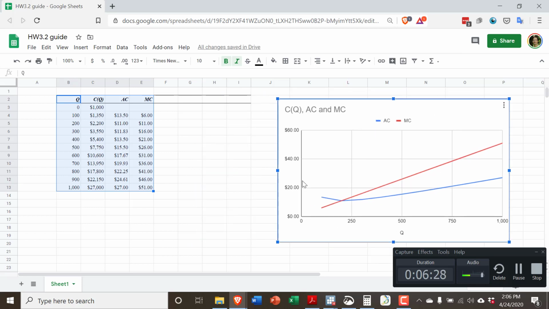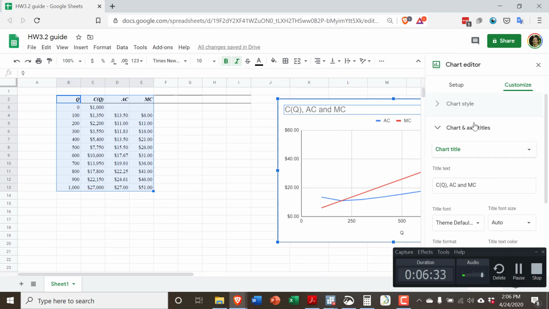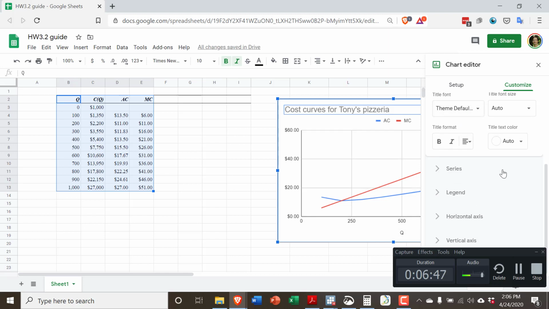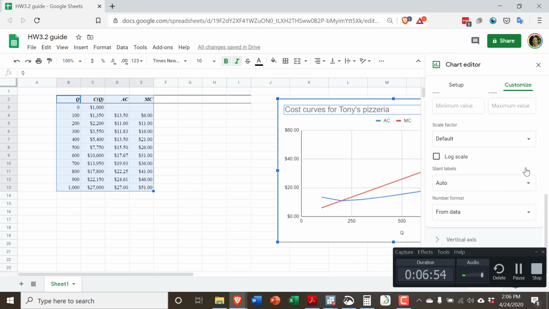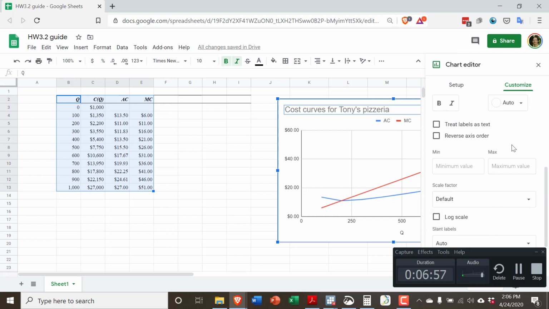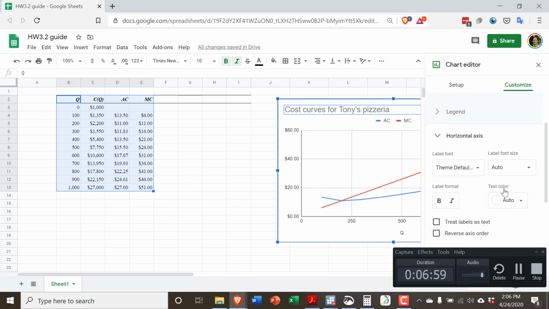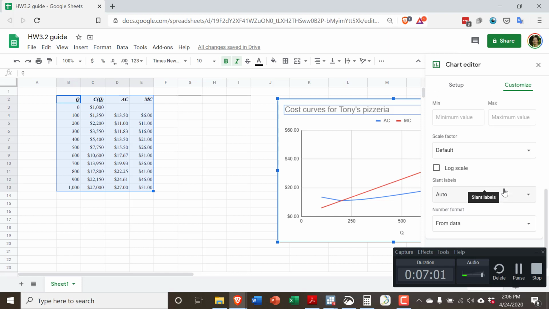There are a few things that we might want to change. We could call this cost curves for the pizzeria, so we could change the title. Okay, we got that. Maybe another thing that would be nice to change is along the horizontal axis. Can we change maybe the number of labels? We could definitely change, although I might be in the wrong spot.